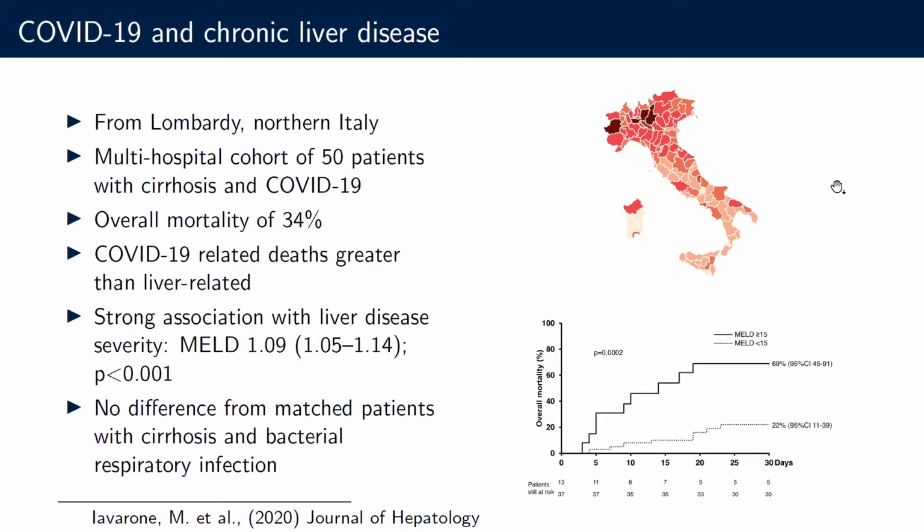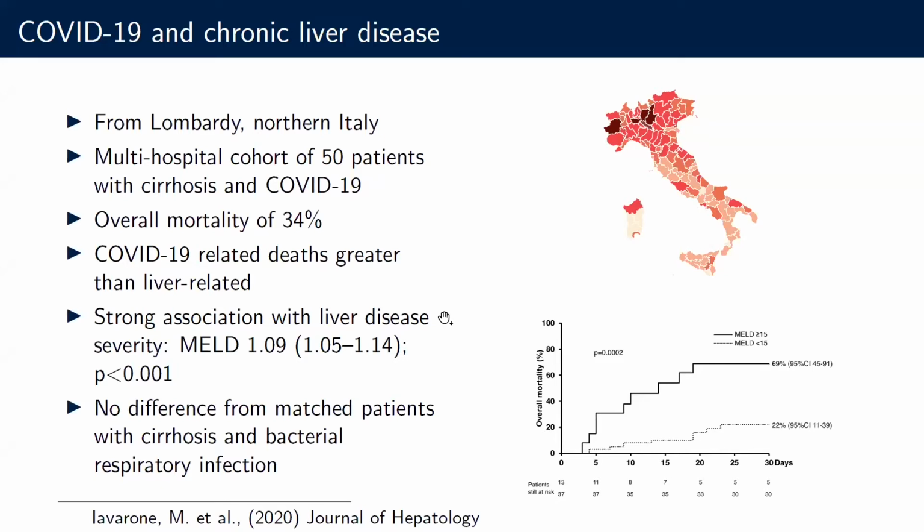As people will remember, much of the European epidemic started in northern Italy, and this study is from Lombardy up here, and is a multi-hospital cohort of 50 patients with cirrhosis and COVID-19. To summarize, the key thing here is they found an overall mortality in cirrhotic patients with COVID-19 of 34%, so really quite significant. And importantly, although these are patients with advanced liver disease, the vast majority were dying from lung respiratory issues rather than liver-related causes.